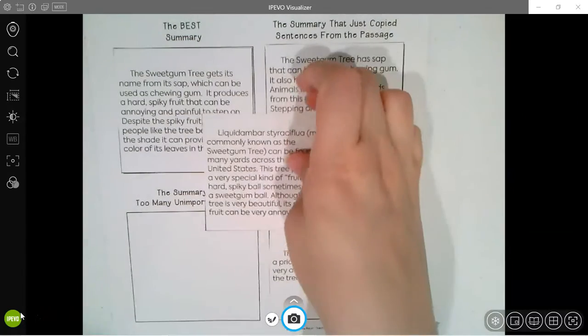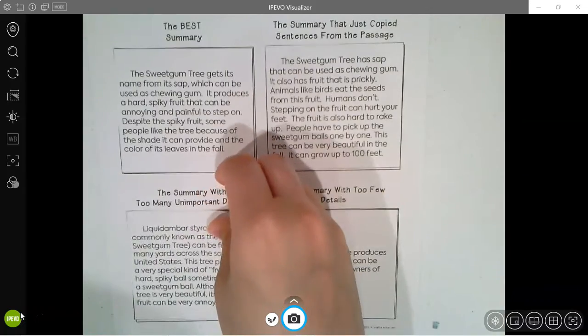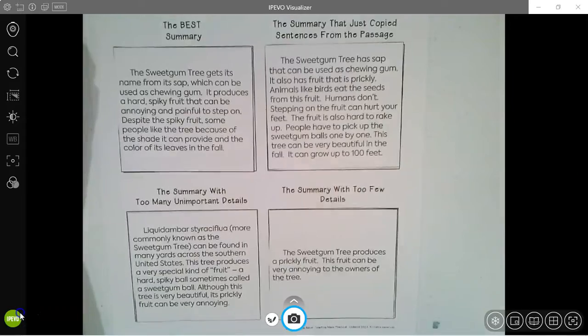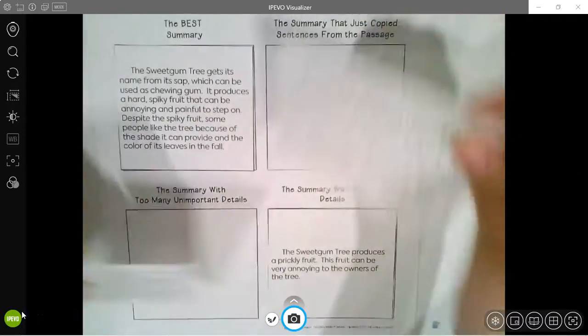I think this has too many unimportant details. Because I don't think we need to know it can be found across, many kinds of special kind of fruit, spiky ball, sometimes called a sweet gum ball. Let's see if this is right. I'm going to check real quick to make sure this is right. Okay, so we got these 2 right. It's saying that we need to move these.